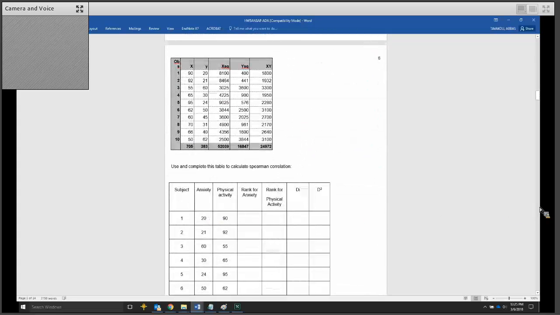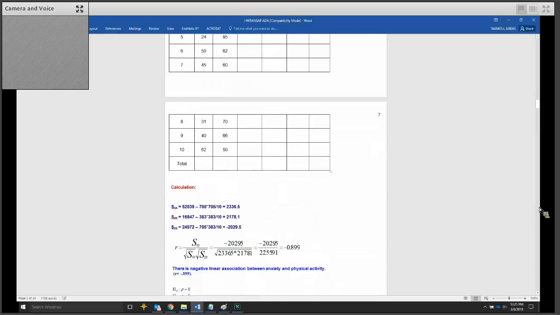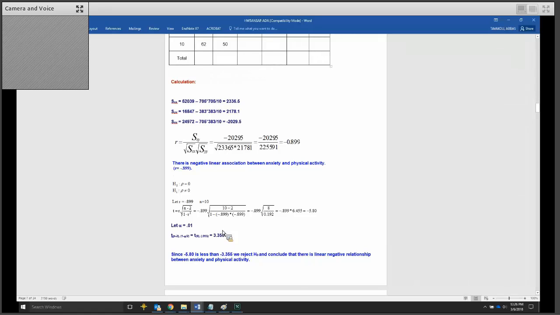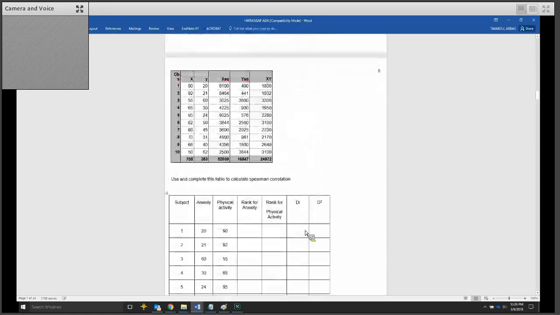Problem 2 is similar to problem 1. Again, you're looking at the plot, which is obviously going down, and then calculating the Pearson correlation. Using this table, you would calculate SXX, SYY, and SXY, and it comes to negative 899, which I should have rounded to negative 90. That is what I used for testing, negative 899, and it came to negative 5.8.